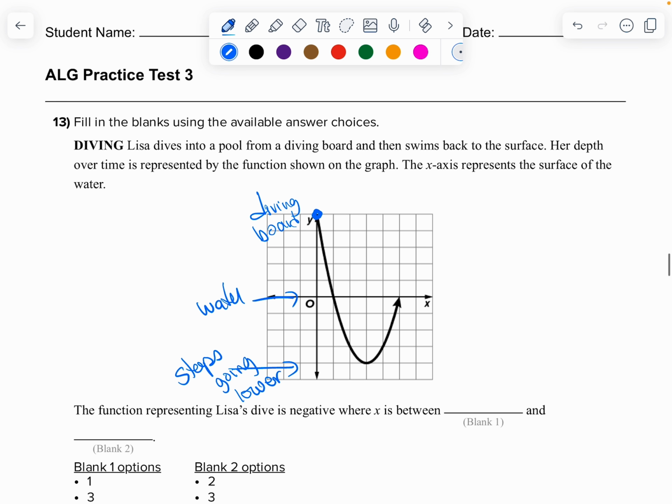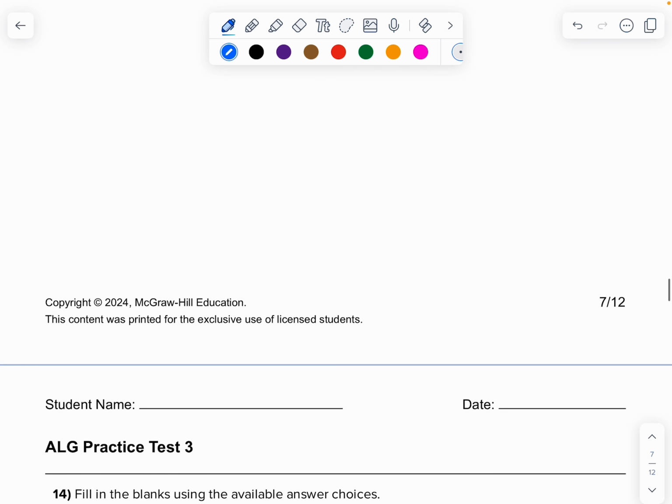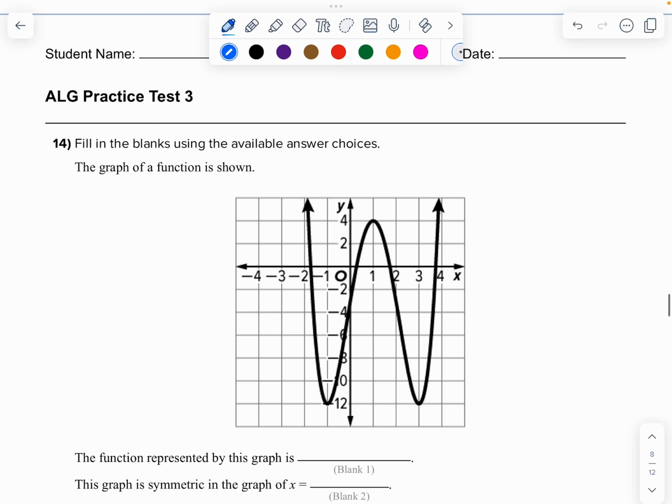Okay, the function representing Lisa's dive is negative, where x is between what and what? So this part right here, when she's in the water, the lowest x value is 1. The highest x value is 2, 3, 4, 5. So it's between 1 and 5.